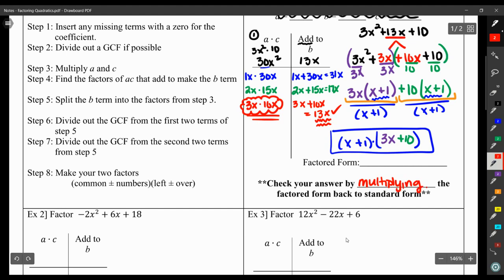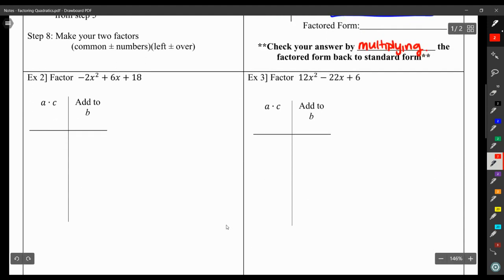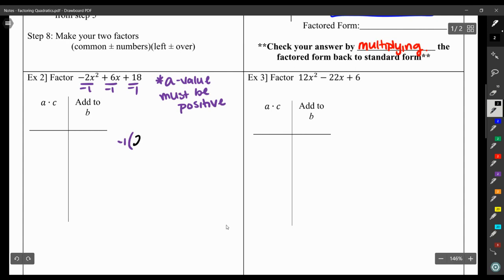Okay, let's try example 2, because example 2 is a little different. For example 2, we've got factor negative 2x squared plus 6x plus 18. Well, to factor something, the a value must be positive. That's first and foremost. So in order to make a negative 2 into a positive 2, I have to divide out a negative 1. So again, the negative 1 comes to the outside of the parenthesis, and let's see what we have left. We're going to have a positive 2x squared, a negative 6x, and a negative 18.